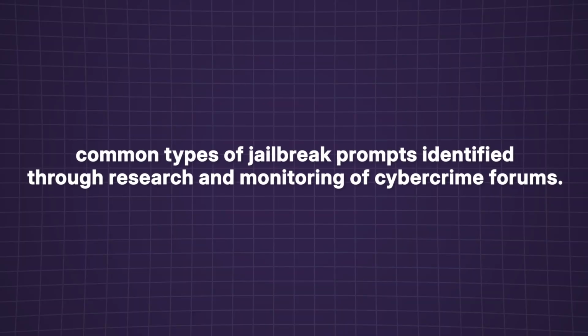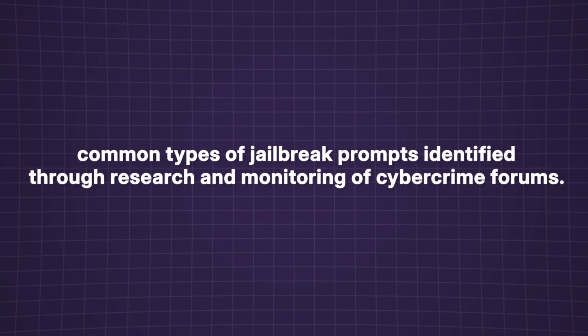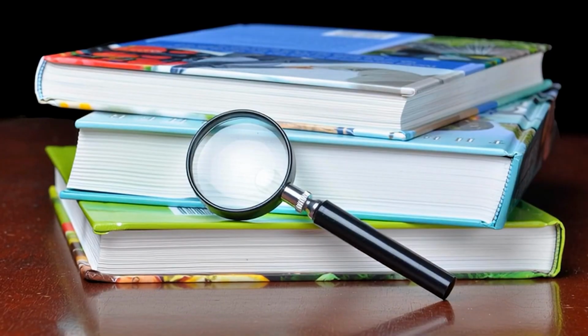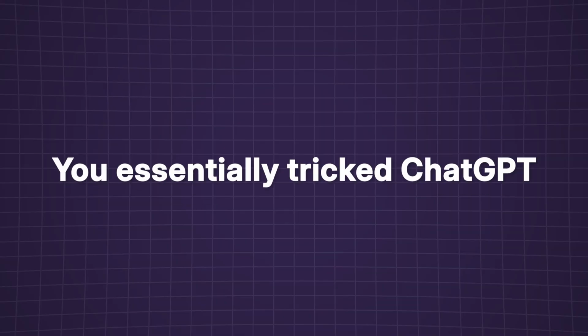Let's look at some common types of jailbreak prompts identified through research and monitoring of cybercrime forums. And yes, we've tested many of these techniques for research and educational purposes to better understand how they work and how to defend against them. This is the most prevalent strategy. You essentially trick ChatGPT into assuming a persona that is not bound by its usual rules.